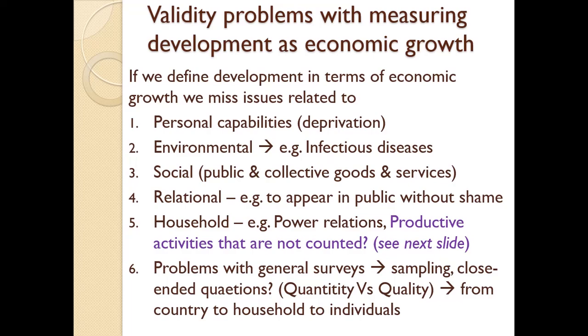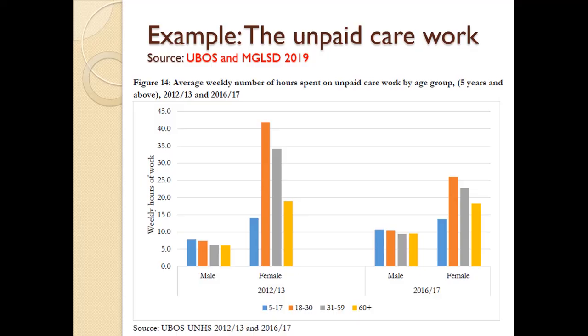What about, at household level, the power relations I was talking about? For instance, the productive activities that are not counted, or reproductive or community activities that are not counted. So you have this example, the unpaid care work. This is taken from the Uganda Bureau of Statistics and Ministry of Gender 2019. The figure is showing the average weekly number of hours spent on unpaid care work by age group, 15 years and above.